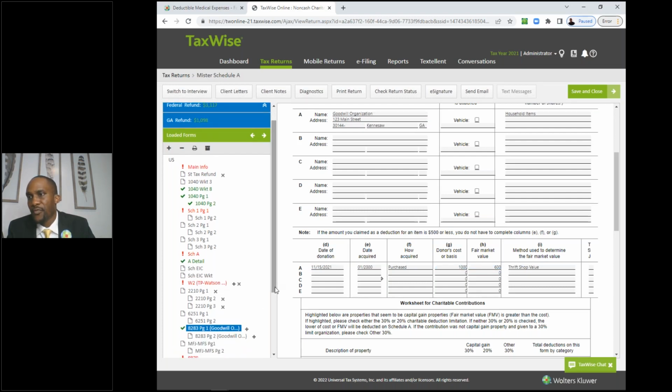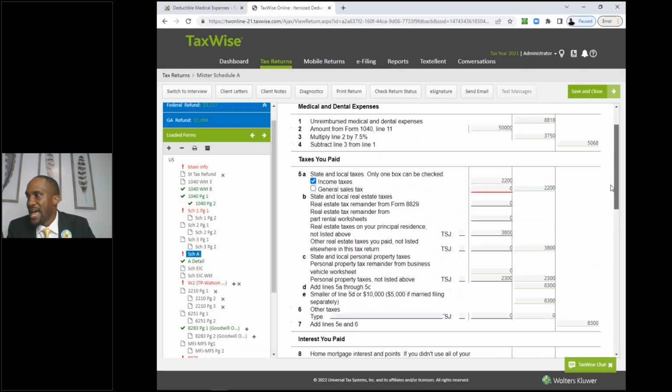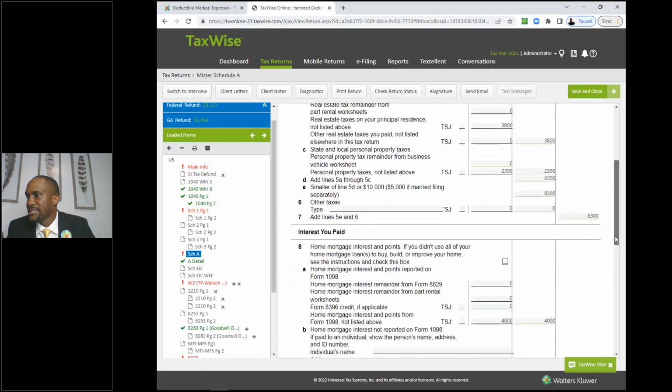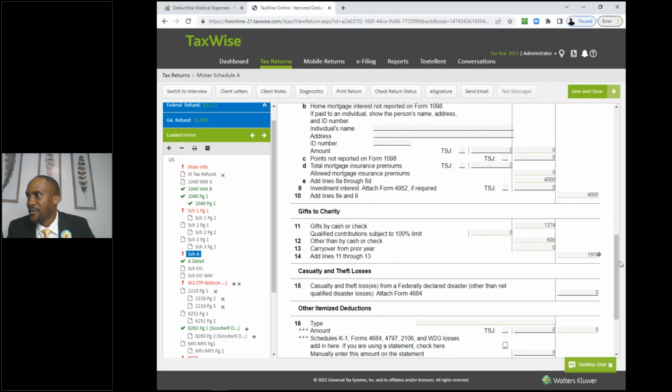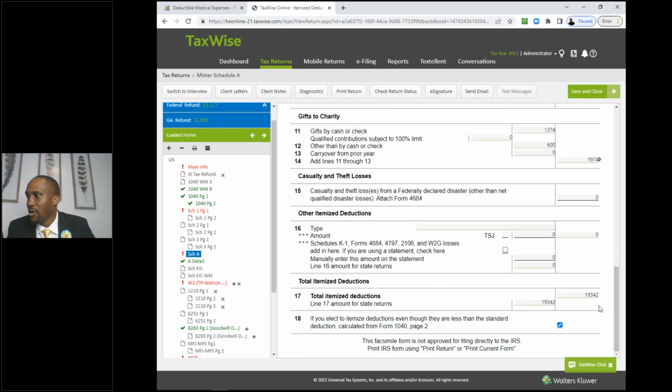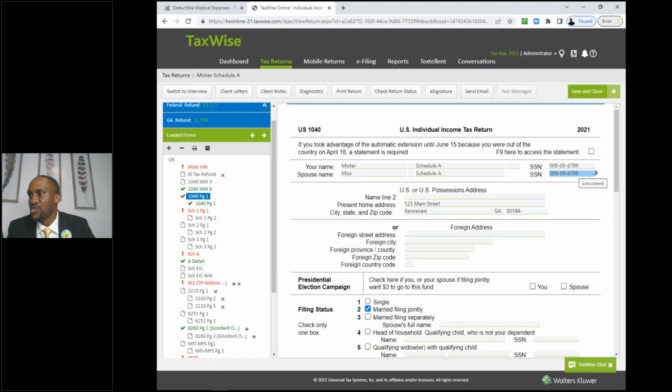And you'll see right over here that this is going to flow back over to my Schedule A. So in addition to having my medical, my state and local taxes, my mortgage interest, and then my gifts to charity, we've got a total of $19,342 that's directly on here, right? That's what we have over here. Now, for this scenario, we've got a married couple filing jointly.